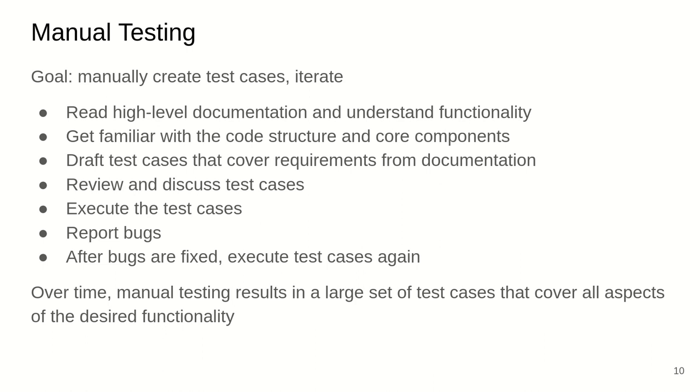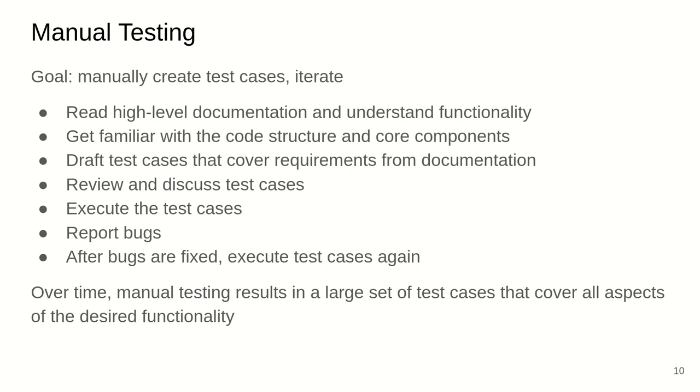In manual testing, you read the high-level documentation, understand the functionality, get familiar with the code structure, then draft test cases that cover the requirements from your documentation and the component that you're most interested in, review and discuss the test cases, execute them, report bugs. After bugs are fixed, execute test cases again. So the benefit here is that after going through one cycle, you have a set of additional test cases that allow you to test certain properties.